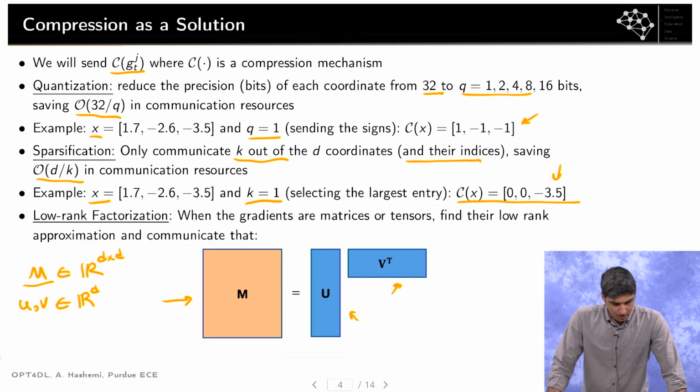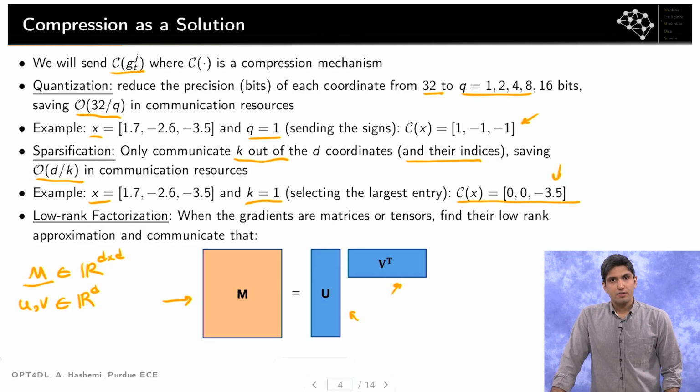Okay. All right. So one remark before we move on is that you can actually combine these ideas with each other. So for instance, you can sparsify and also reduce the precision of the coordinates that you're sending by utilizing quantization. Or again, you can use low-rank factorization and again apply quantization or sparsification to reduce the number of bits that you're communicating even further.